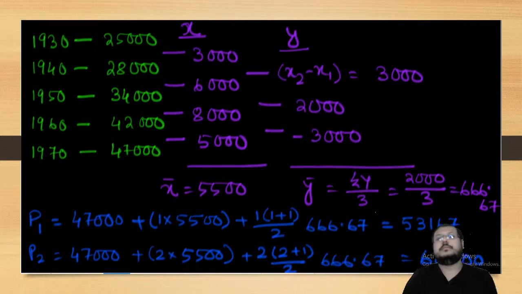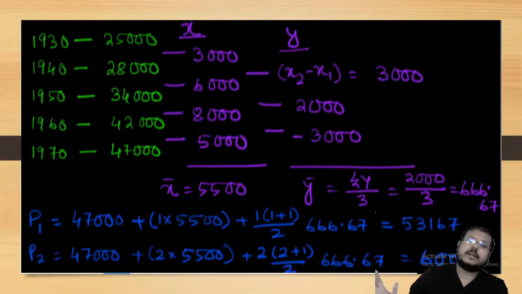Now, we are going to solve the same question once again. What is the same question? The population of 5 decades is given: 1930, 1940, 1950, 1960, 1970. 25,000, 28,000, 34,000, 42,000, 47,000. This population of 5 decades is given. So what do we need to find out? P1, P2, and if possible P3 also.